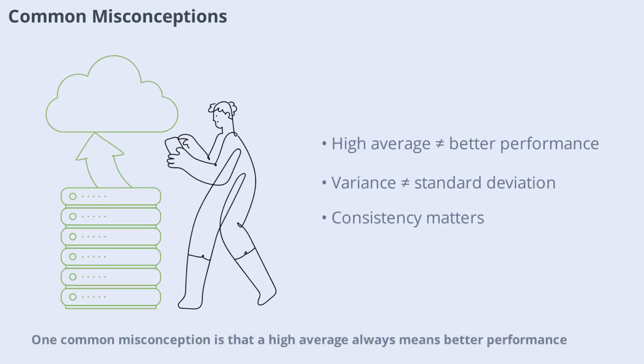One common misconception is that a high average always means better performance. However, without considering variance or standard deviation, you might miss important details about consistency. Another mistake is confusing variance with standard deviation. They're related but not the same. Understanding both is key to accurate data analysis.